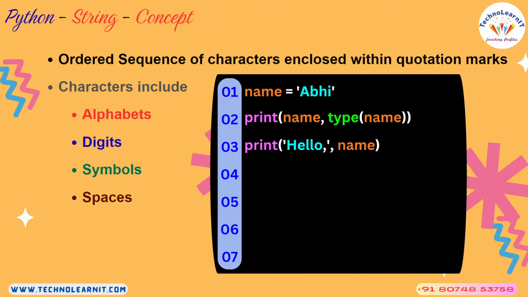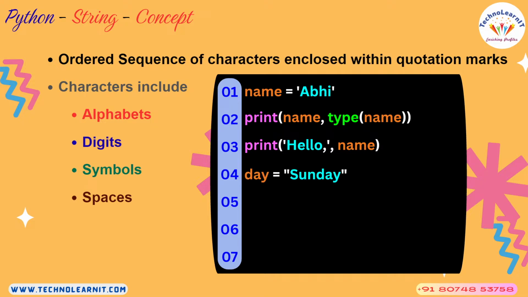And I use a comma to separate two strings to print. So print is a function, right? So name is one string, hello comma is another string. So you can pass multiple strings as arguments to print.